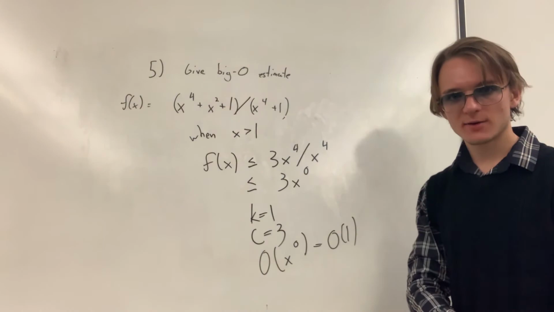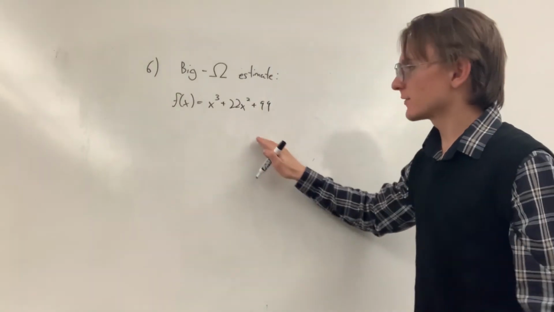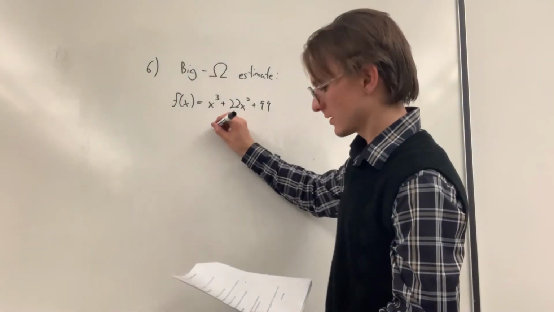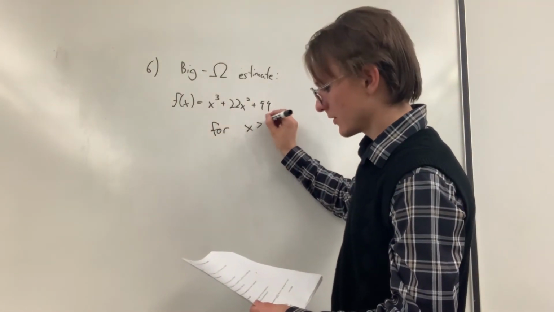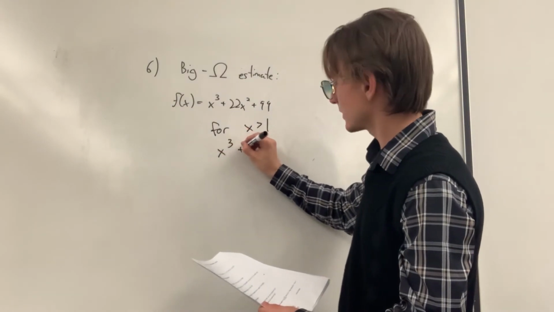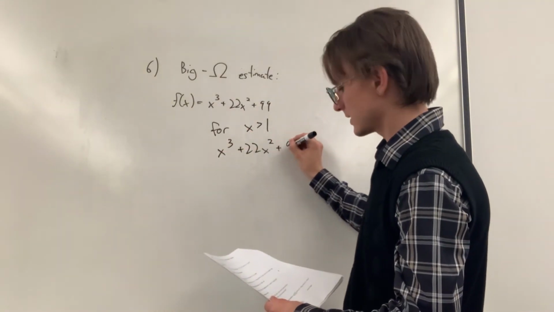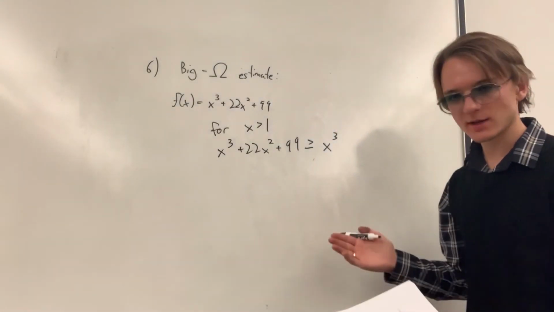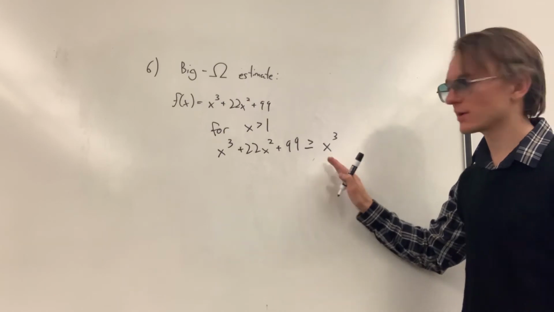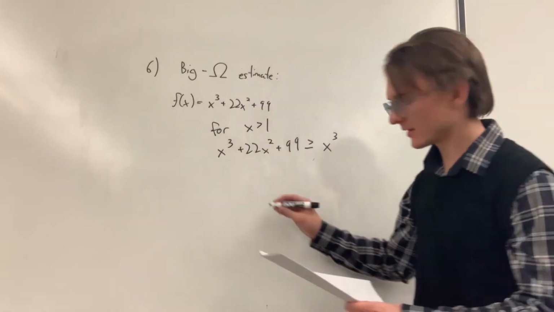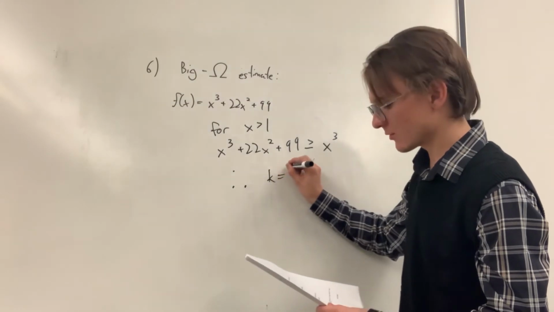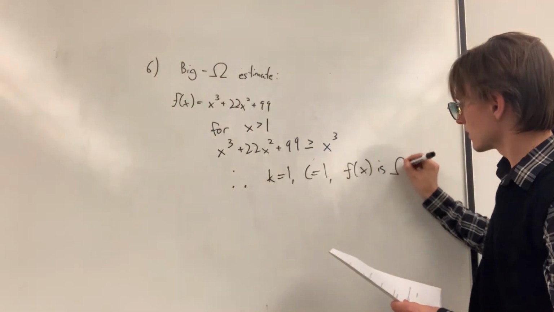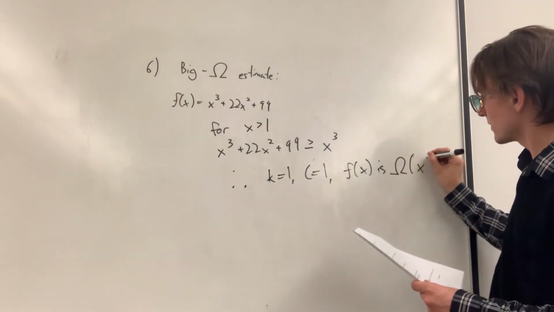worst time complexity algorithm. Now we do a big omega estimate of the following. X to the power of 3 plus 22x squared plus 99. Well, for x greater than 1, we have x to the power of 3 plus 22x squared plus 99 is greater than or equal to x to the power of 3, right? Because x to the power of 3 is the most quickly growing component within this function. Then, well, we're done. Therefore, k equals 1, c equals 1, and f of x is omega x to the power 3.